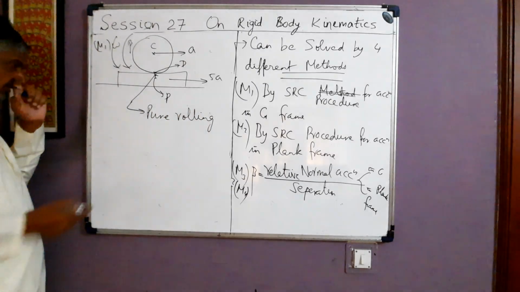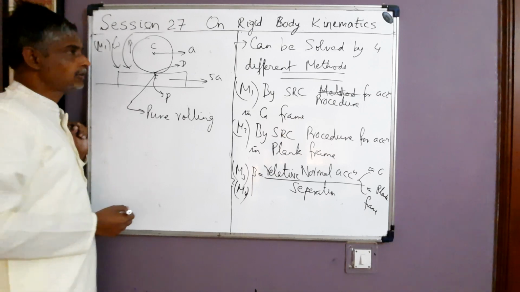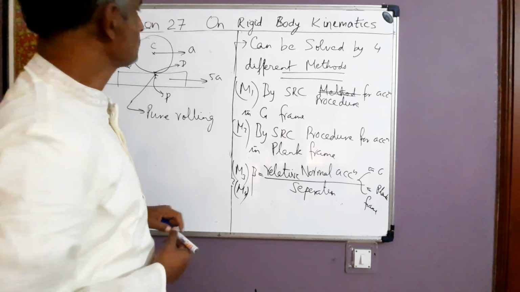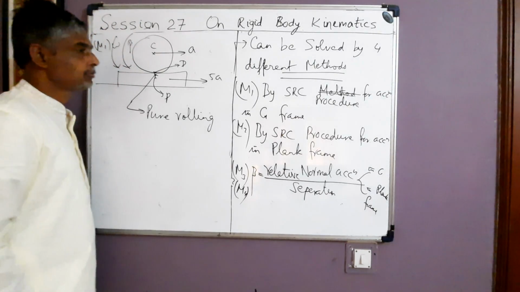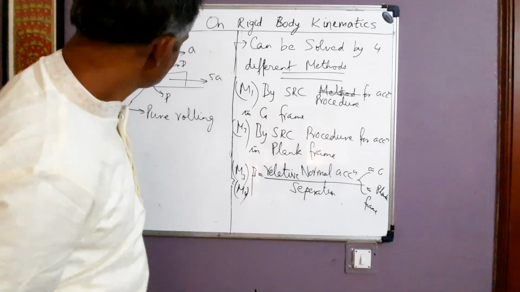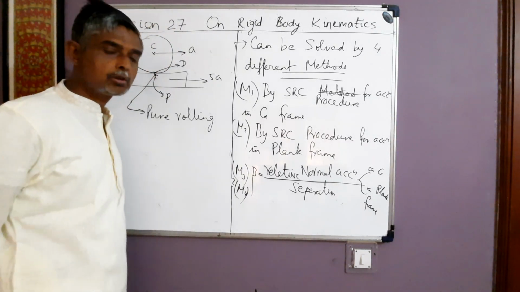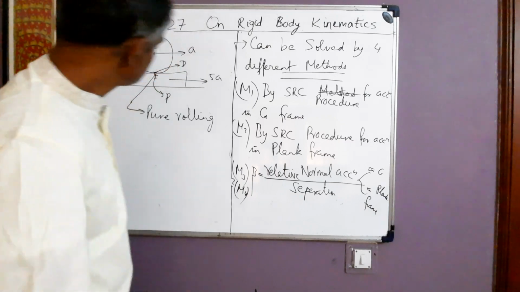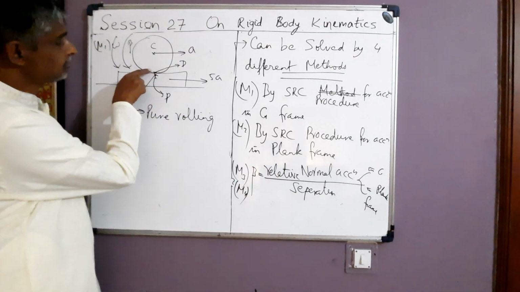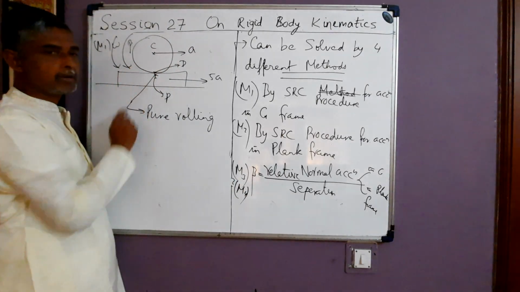Pure rolling takes place here. Now we know from the previous videos on pure rolling, the 26th video on rigid body kinematics, pure rolling was discussed from the acceleration point of view. So here pure rolling is taking place of the drum over the plank.